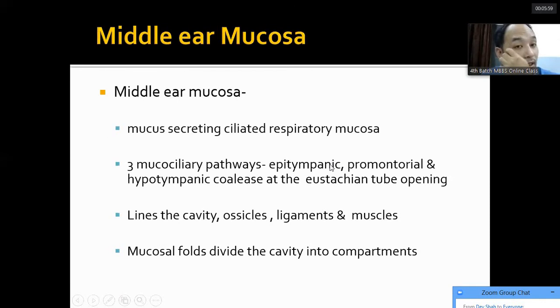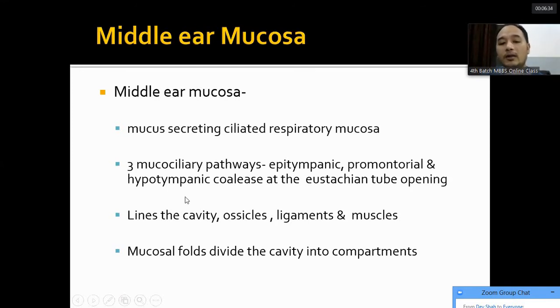Now the mucosa of the middle ear. The middle ear is lined by mucosa. This is the respiratory mucosa with mucus secreting function, and these are somewhere pseudo stratified columnar, or sometimes cuboidal. But these are the respiratory mucosa with cilia and the mucus secreting glands. There are three mucociliary pathways for clearance of mucus towards the Eustachian tube: the epitympanic pathway, the promontorial, and the hypotympanic pathway.